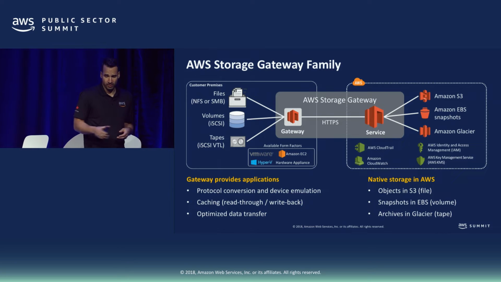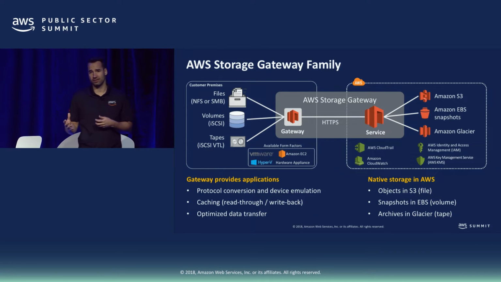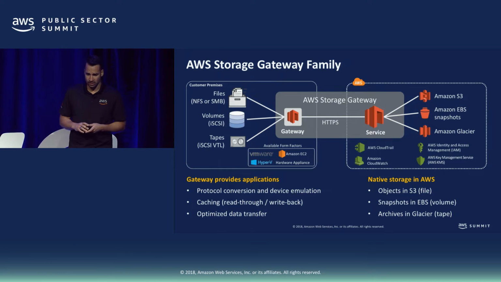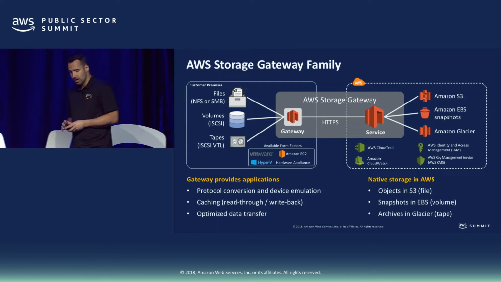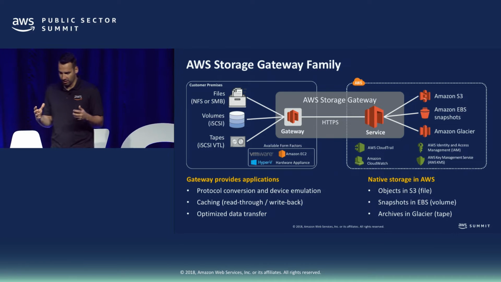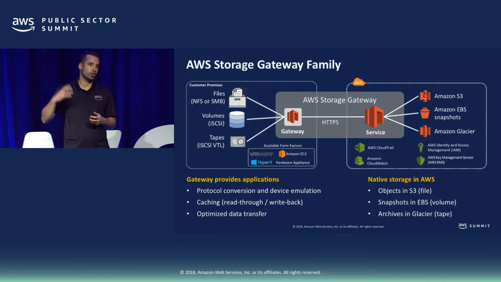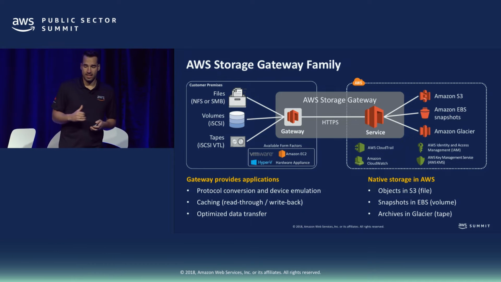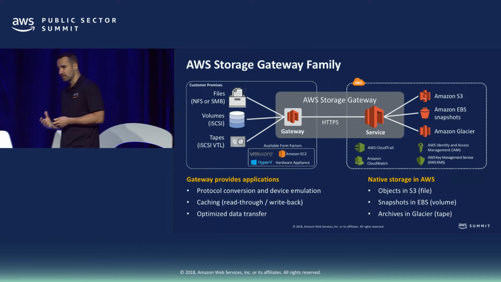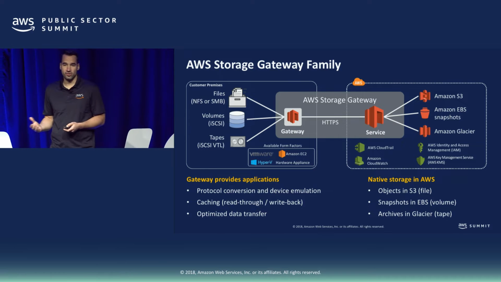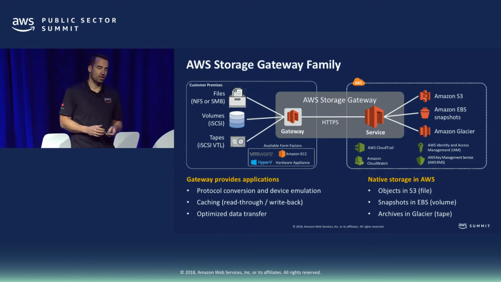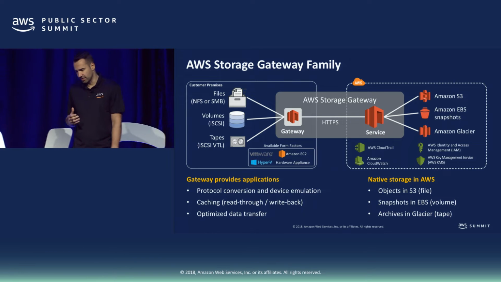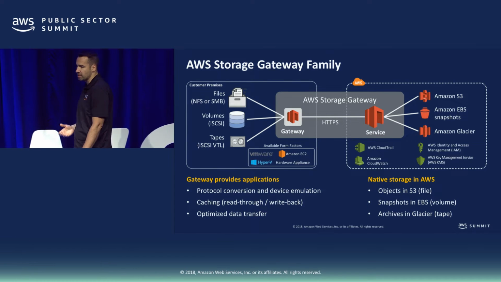And actually, very recently, we announced a hardware appliance, which is right now only available in the US, but we're looking at other geographies if possible. So basically, you have this appliance sitting on-prem, and that appliance is talking directly to a Storage Gateway service in the cloud. And then that Storage Gateway service is managing the data and putting it into S3 or creating snapshots or placing it in Glacier.